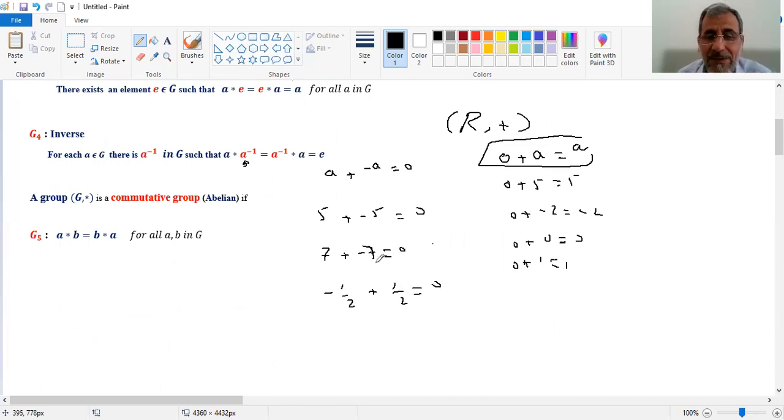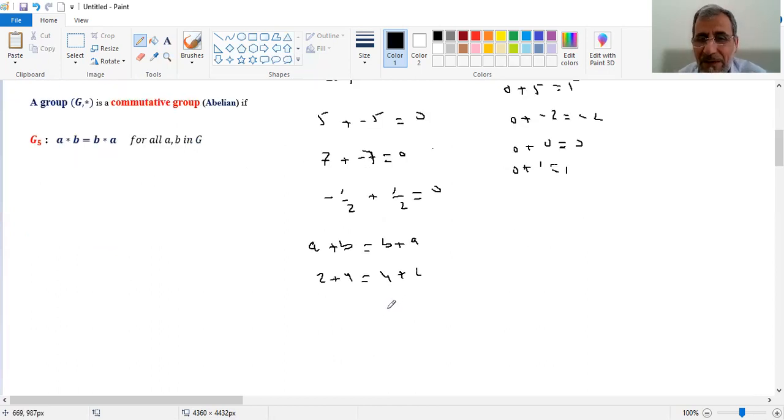Now, so G is a group now. It satisfies 1, 2, 3, 4, a group. And clearly A plus B is the same as B plus A. I mean 2 plus 4, which is 6, is the same as 4 plus 2, 6. This is for all real numbers, not only 4 and 2. That means now we have R with addition represents a group, because it satisfies the four properties, with the commutative property. It is really an abelian group, a commutative group.